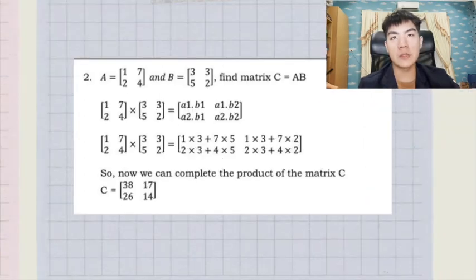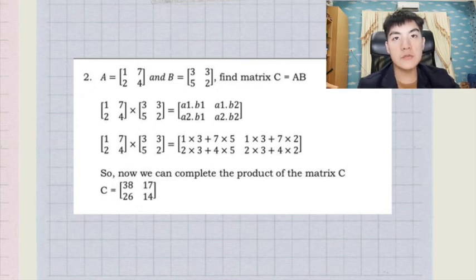Next is number 2. Matrix A equals the 2 times 2 matrix of 1, 7, 2, and 4. And B is also 2 times 2, which is 3, 3, 5, and 2. Find matrix C, which equals A times B. So A times B is 1, 7, 2, 4 times 3, 3, 5, 2 equals A1 times B1, A1 times B2, A2 times B1, and A2 times B2.